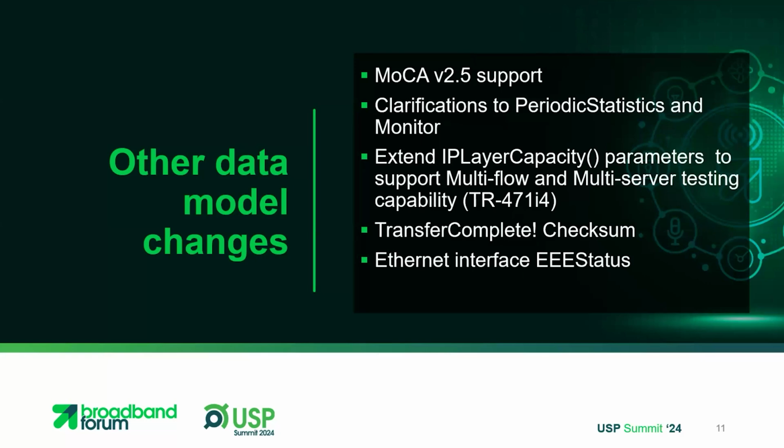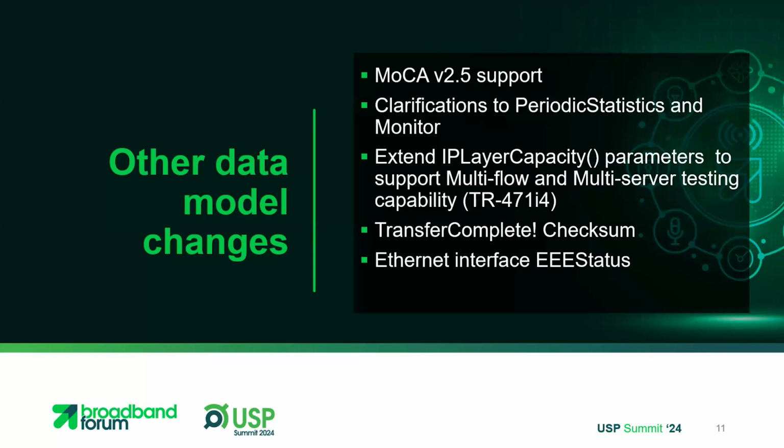So there are many other things. It's not possible to go really into the details, and I would not go through all the new things that were integrated when we received some contribution to support MoCA version 2.5, because this is a huge contribution. We also brought some clarification in different places, such as the periodic statistics and the monitor object. We extended the IP layer capacity command with parameters to support the multi-flow and multi-service testing capability as described using the TR-471 annex, issue 4. And we added other parameter checks, for example, to check the integrity of the download file and things like this.